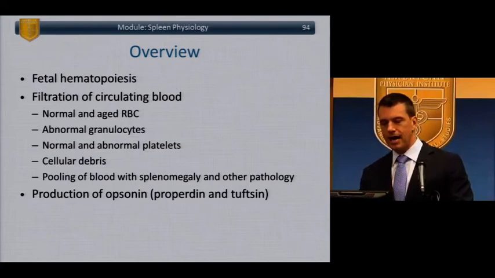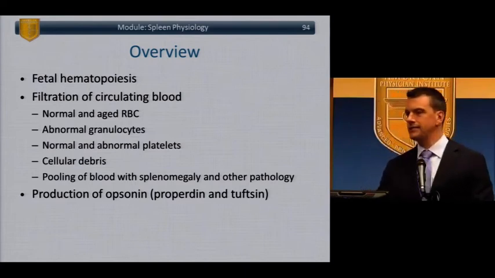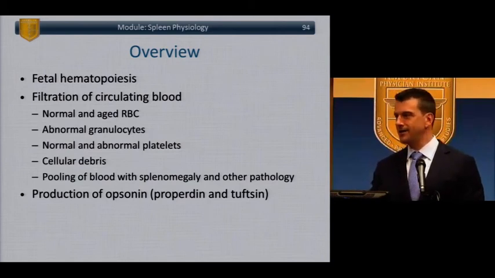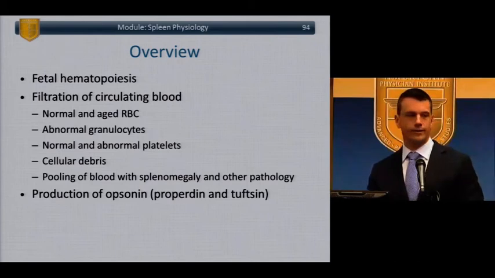It also produces opsonin, properdin, and tuftsin, and this is important. These are little handles or proteins that are placed on encapsulated bacteria to allow the immune system to better attack. This becomes important in post-splenectomy patients.